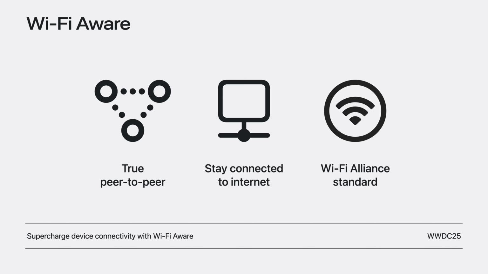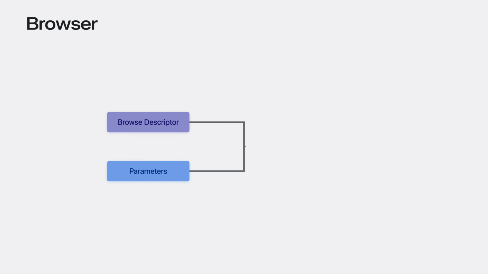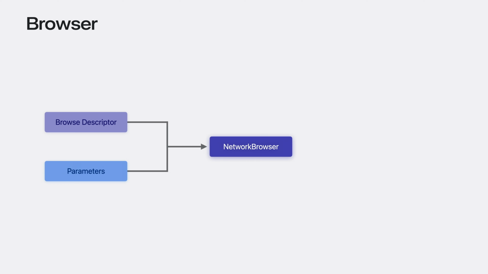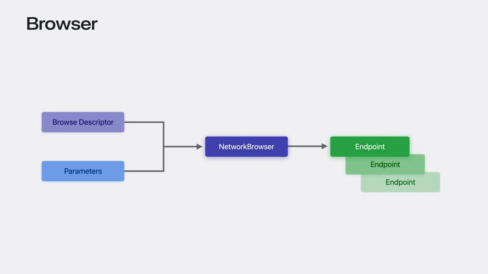When you want to find devices on your network, either nearby with Wi-Fi Aware or via Bonjour, you use Network Browser. Network Browser takes browse descriptors, which describe what you're trying to find. Like Network Connection, it also takes parameters, which describe how you want to find it. But unlike Network Connection and Network Listener, Network Browser doesn't take a protocol stack. That's because Network Browser's only job is to return endpoints which can be used to make connections.